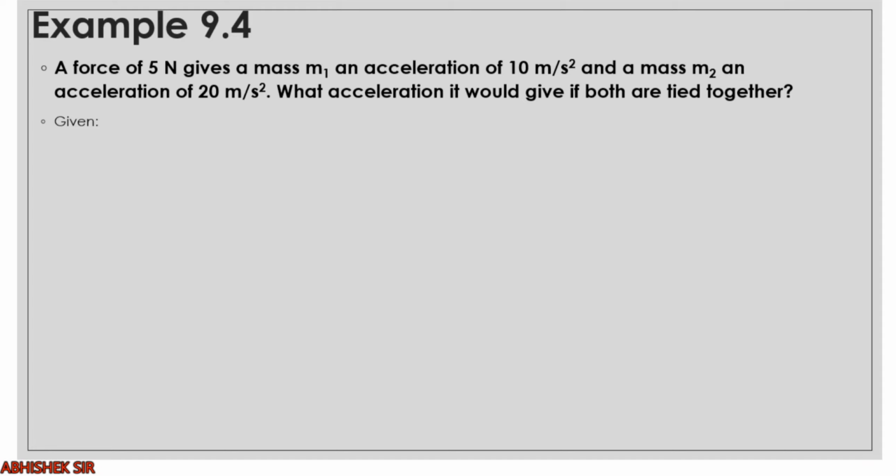Force is the same in both the cases, right? You see, there is an object of mass m1 and you are giving a force of 5 newton. How much acceleration is produced? 10 meter per second square. So that is the first case. There is an object of mass m2. You give the force 5 newton and it produces an acceleration of 20 meter per second square.